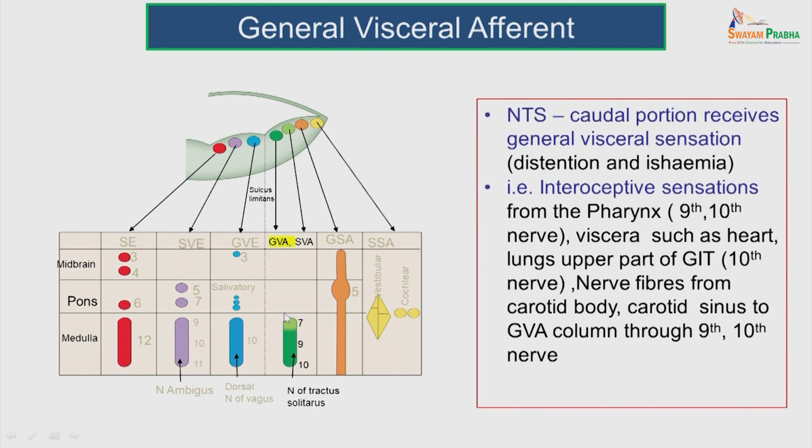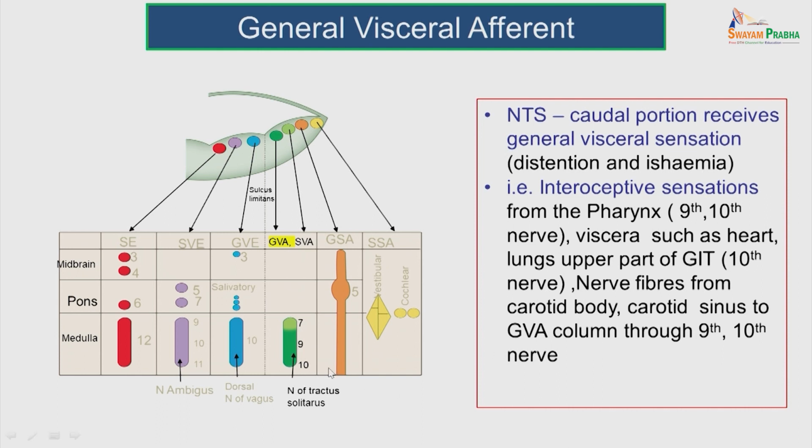Now, the general visceral afferent. This is the caudal portion, which receives general visceral sensation. That is the interoceptive sensation from the pharynx, carried by the 9th and the 10th nerve. The viscera, like the heart, lungs and the upper part of the GIT, are supplied by the 10th nerve again. So, you can see here the 9th and the 10th nerve.